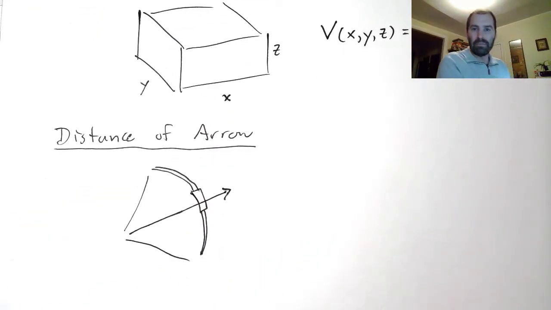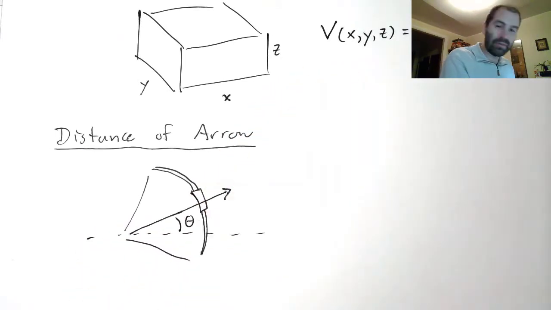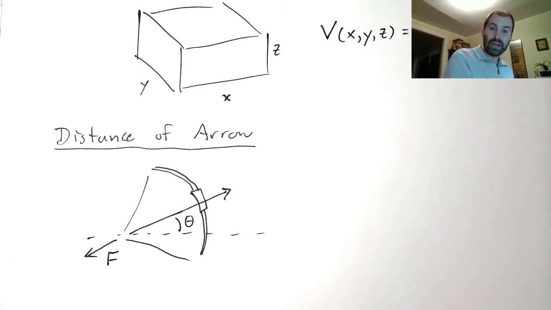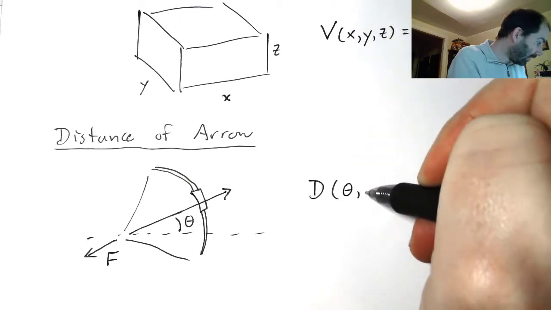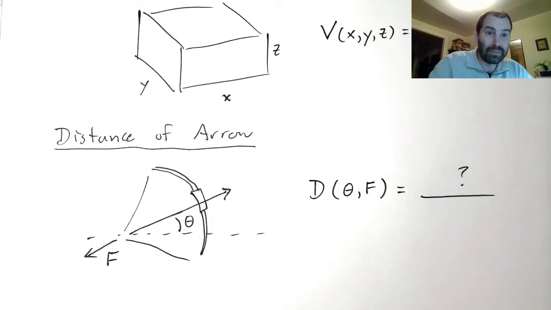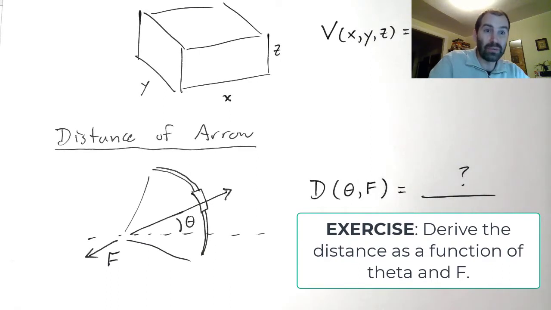So here's our bow and arrow, right? And I've got some angle theta above the horizon, and I have some force that I'm exerting backwards on this string. And we know that the distance that the arrow travels, let's call that d, is going to depend on the angle and on the force. Now, what would this be? Well, I'm going to let you figure this out. This actually isn't difficult to derive using basic calculus. And so that's a really great exercise for you. Figure out what the expression for this function would be.